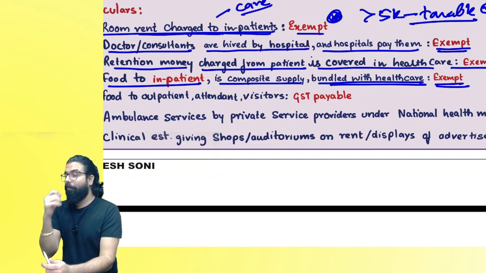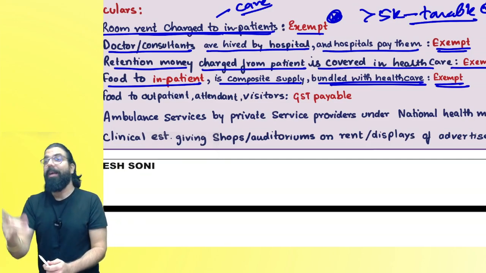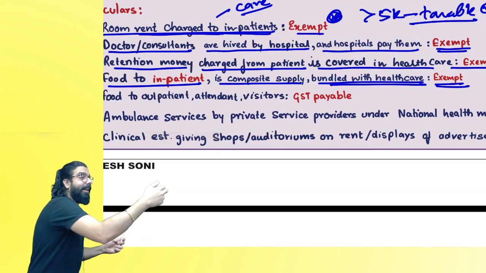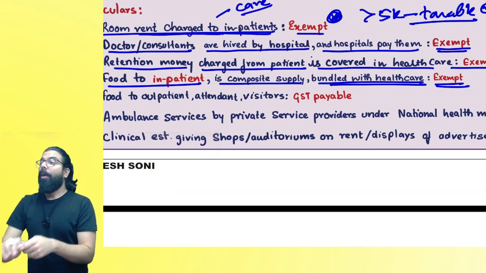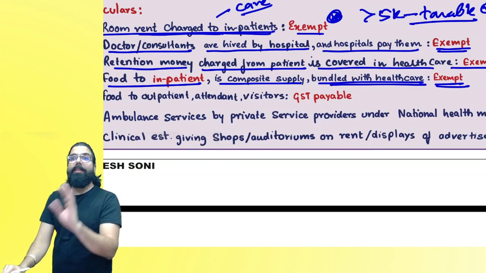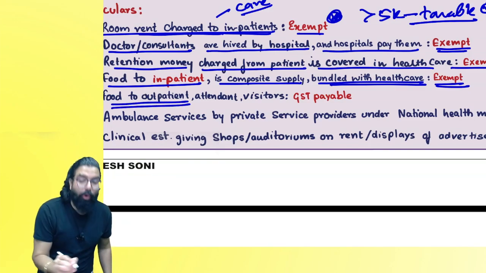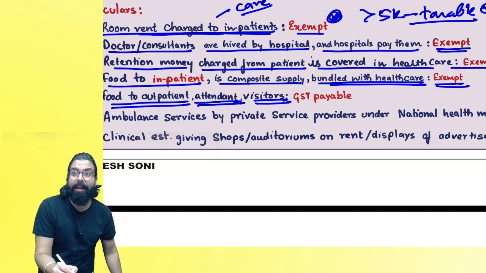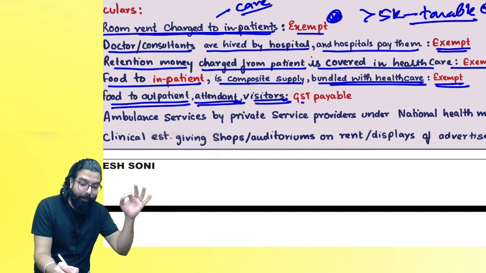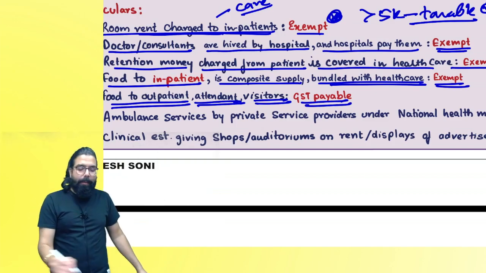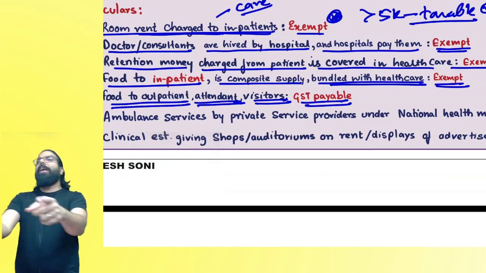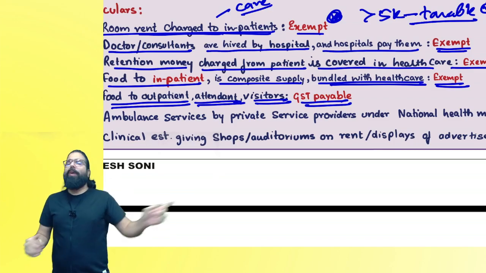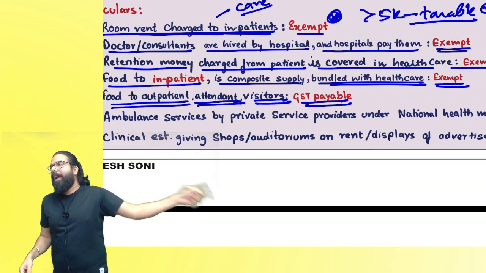Now, you know what? When somebody is admitted in a hospital, Baba, relatives will come, friends will come. First, they will go to the canteen and then they will come to meet you. Always remember one thing: if the canteen is selling any food to outpatients, attendants, visitors, doctors, nurses who go to the canteen and eat, GST will always be payable. Always remember one thing, sir. Services provided by the government which are under 243 GNW are always exempted. Right, everyone? 243 GNW services are always exempted.